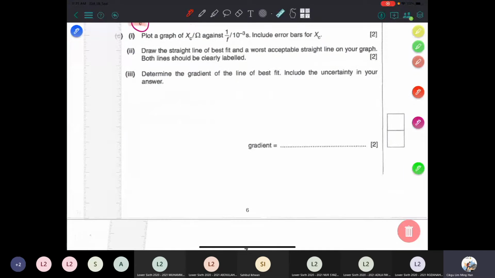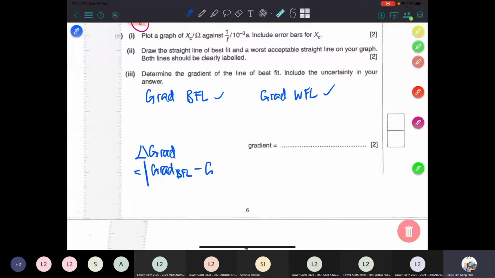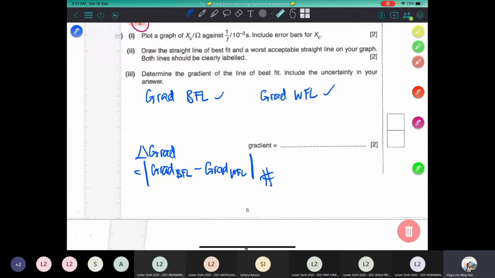All right. Now, another common mistake is after you find out the uncertainty, remember, you must find out two things. You must find out the gradient of the best fit line and also the gradient of the worst fit line. Once you get the two gradients, the uncertainty will be the modulus of the gradient of the best fit line minus the gradient of the worst fit line. This one will be the method.